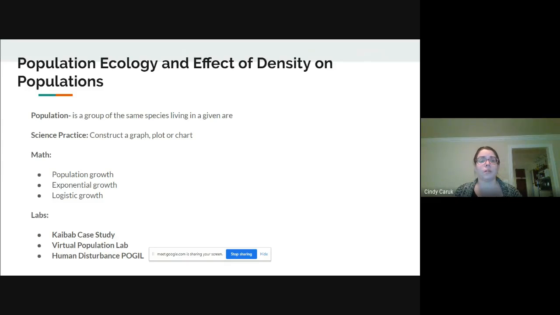Okay. So population ecology and the effect of density on populations. So again, we defined a population as a group of the same species living in a given area.